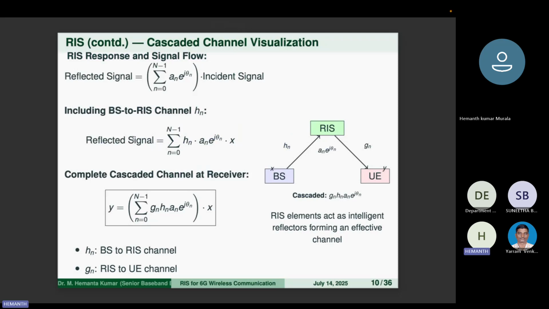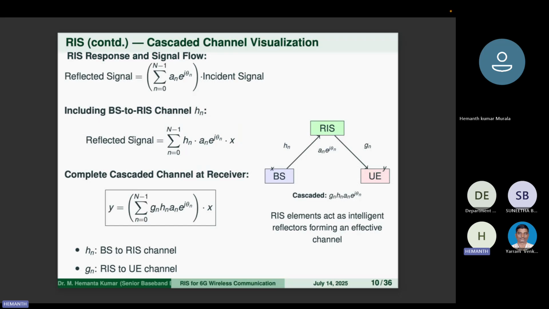Agree or not? How many elements are there in the RIS? Let us say N elements will be there. Then what happens? The reflected signal is the sum from n equal to 0 to N minus 1 of a of n into e to the power of j theta n into the incident signal. What is your incident signal? QPSK, x, any signal.